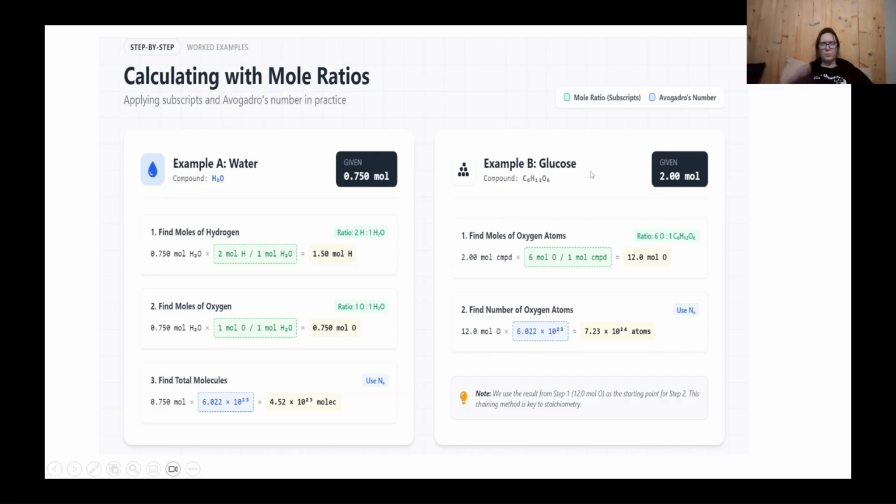If you're looking at another, more complex compound like glucose, say you have 2 moles of glucose. How many oxygen atoms are in glucose? Well, I know that there are 6 moles of oxygen for every 1 mole of glucose. So I'm going to multiply 2 moles of compound, which is glucose, times the mole ratio, which is 6-to-1. I would get 12 moles of oxygen. And then simply multiply again by Avogadro's number to give me 7.23 times 10 to the 24th oxygen atoms in glucose.